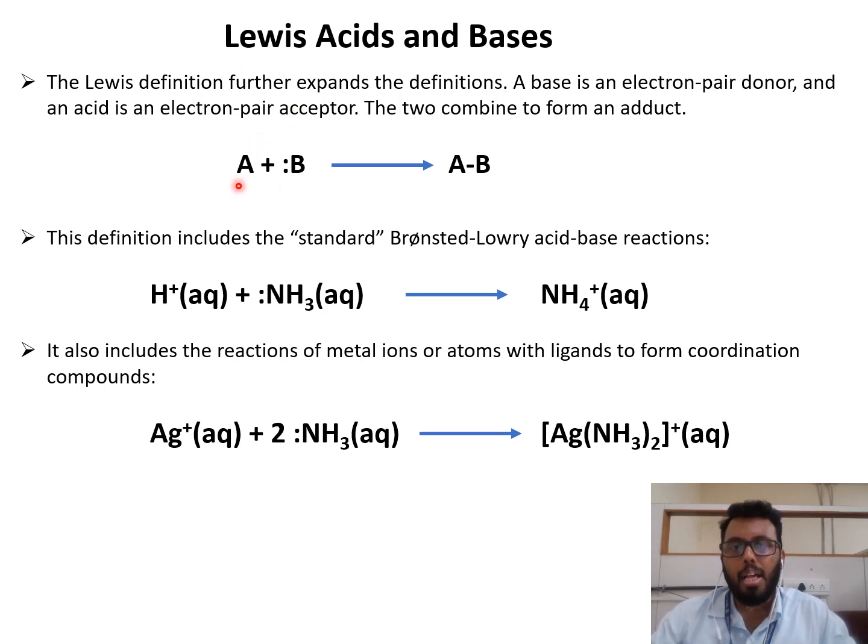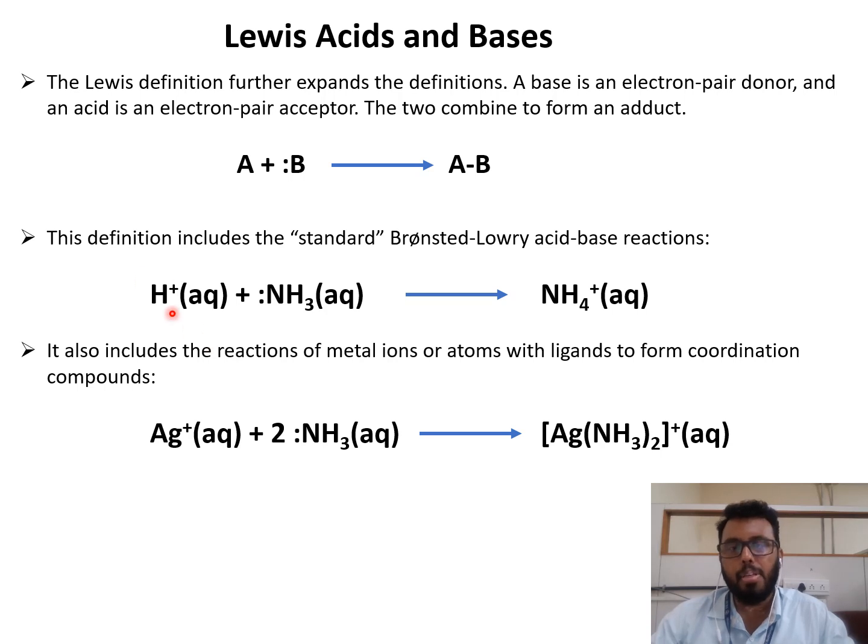To put it simply, instead of acid, I have represented it by the letter A, plus base, which I have represented with the letter B. So B is an electron pair donor, so I have put a lone pair of electrons next to B. So when this B donates this lone pair of electrons to A, then it forms a bond. As you know, for a sigma bond, you need two electrons. So when A accepts this electron pair from B, then a bond will be formed between A and B. This definition also includes the standard Bronsted-Lowry acid base reactions.